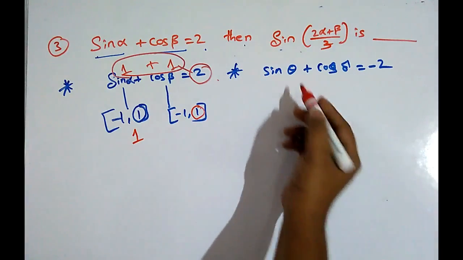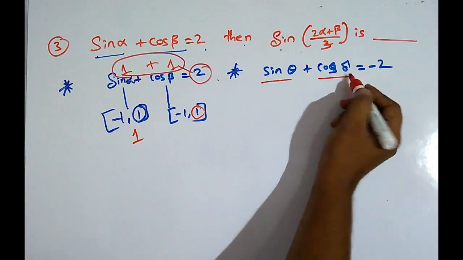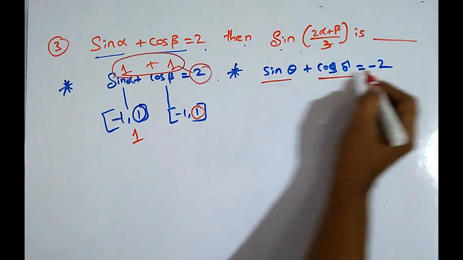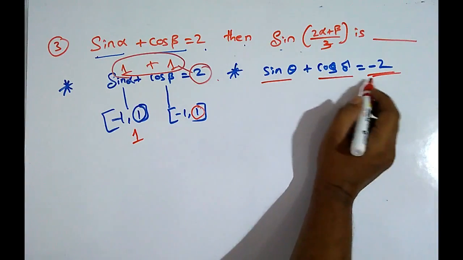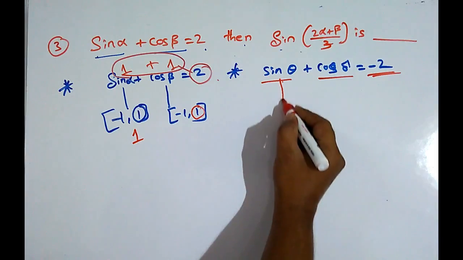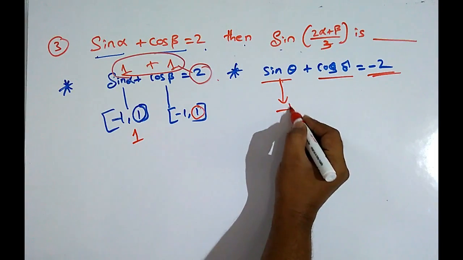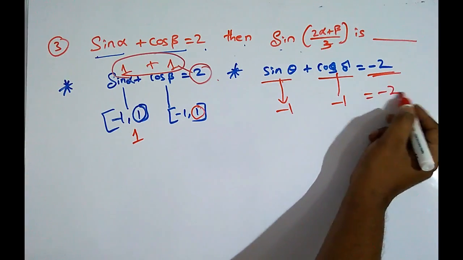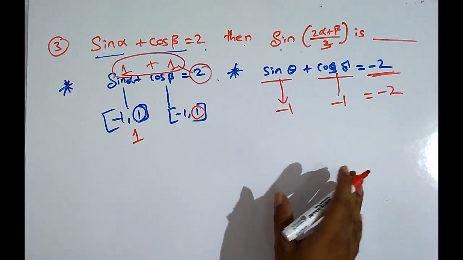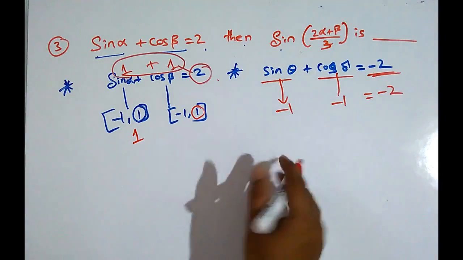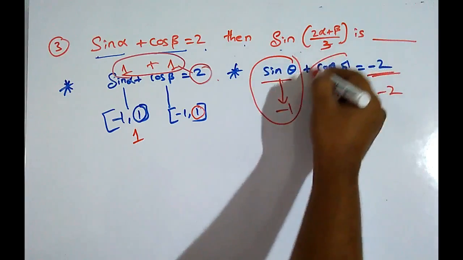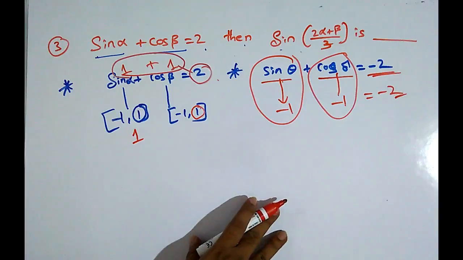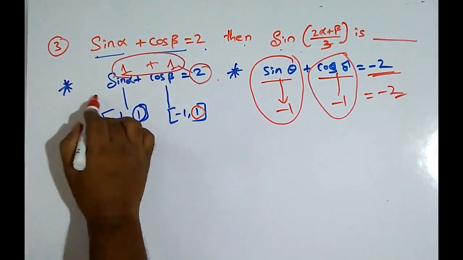In the same way, if sine theta and cos delta, the angles should be different, friends, and the sum is -2, then the only possible way is that sine theta should be -1 and cos delta should be -1. Adding these, it will become -2, friends. This is the only possible value, where sine and cos are both -1, then the total will become -2.